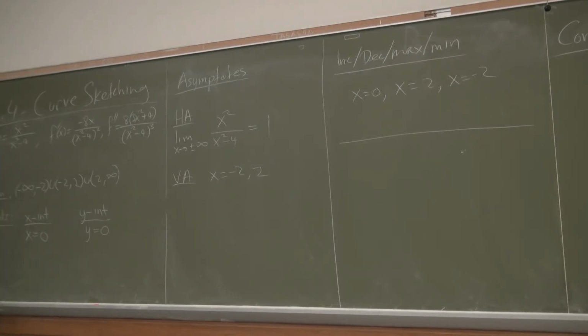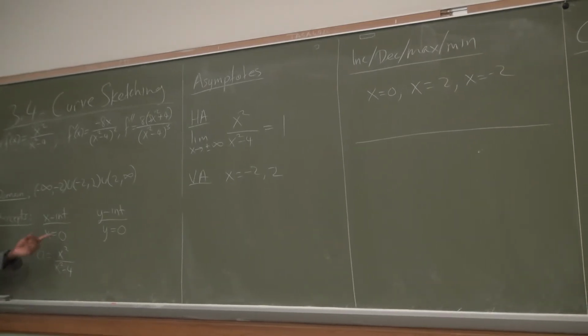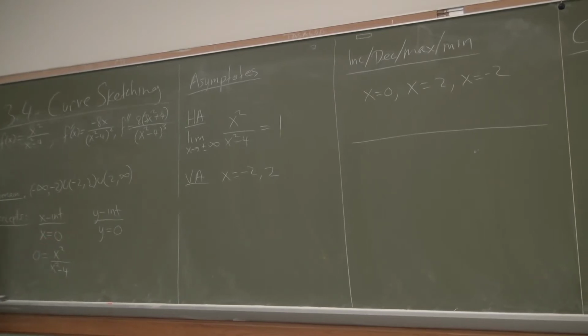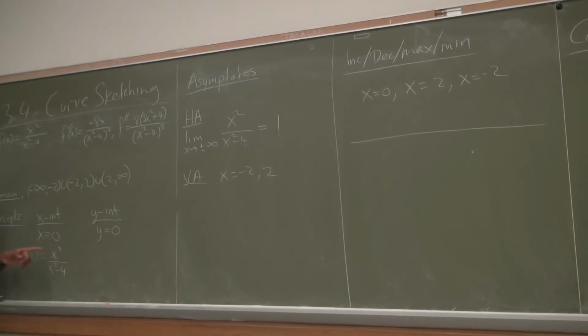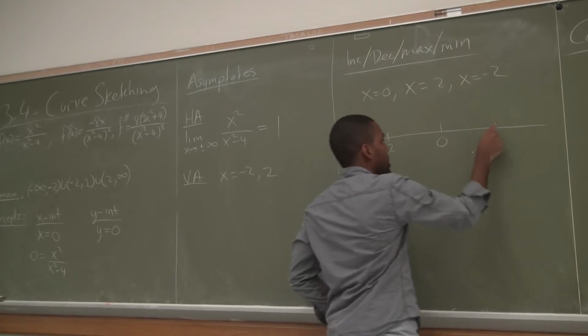For the x-intercept, you said y equals 0. A fraction is 0 when the top is 0. This means x squared equals 0, so x equals 0. Right? For the y-intercept, you plug in x equals 0, it's 0 over negative 4. For an exam, we can just write the x's like that, if you're given this. Make sure you're right though. Okay, so 0, minus 2, positive 2.